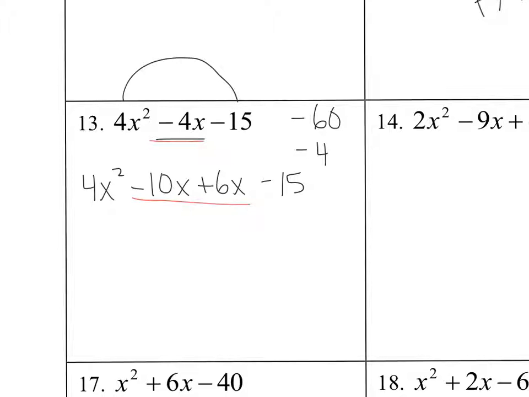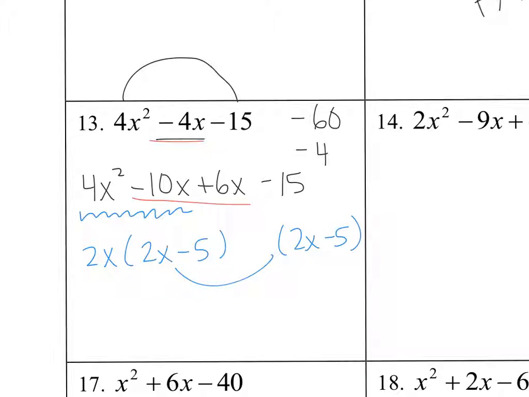Now I'm going to take the greatest common factor of these two, which is 2x, copy over here 2x minus 5, and fill in what do I multiply 2x minus 5 by to get 6x minus 15. I multiply it by positive 3. So at the end you put 2x plus 3 together with 2x minus 5 for your two binomials.